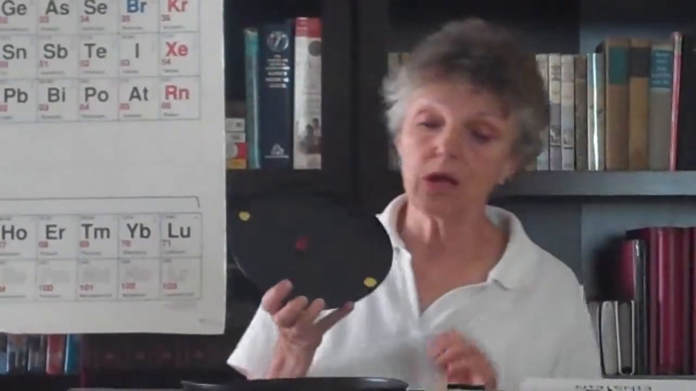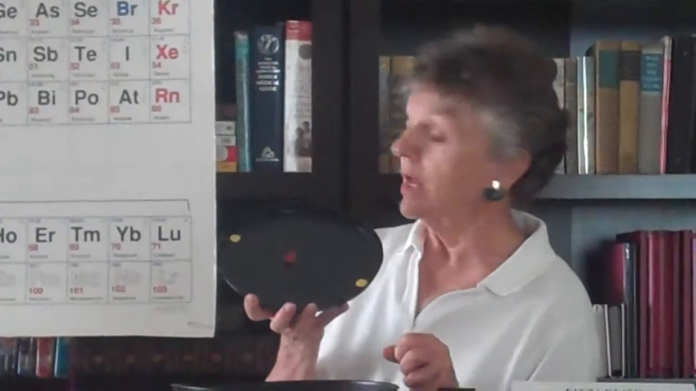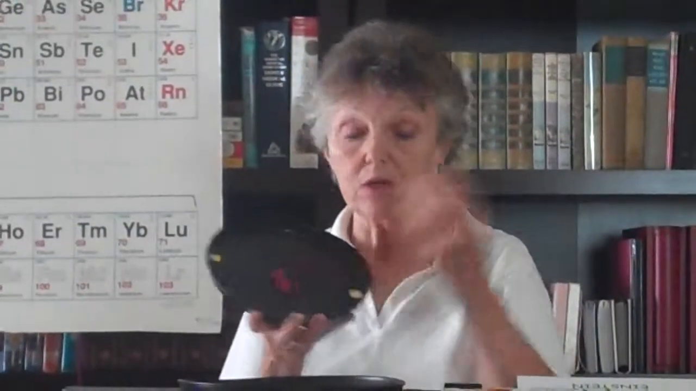So therefore, I will go to, let's pick one from the periodic chart. I'll go with lithium. Lithium is number 3 on the periodic chart. That tells me right away it's going to have 3 protons. That's the atomic number for lithium.